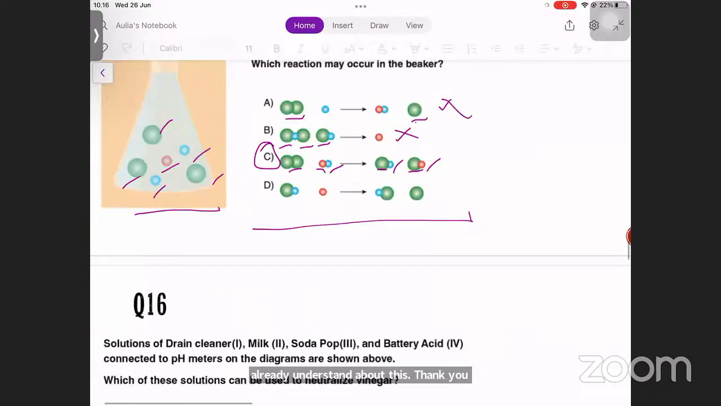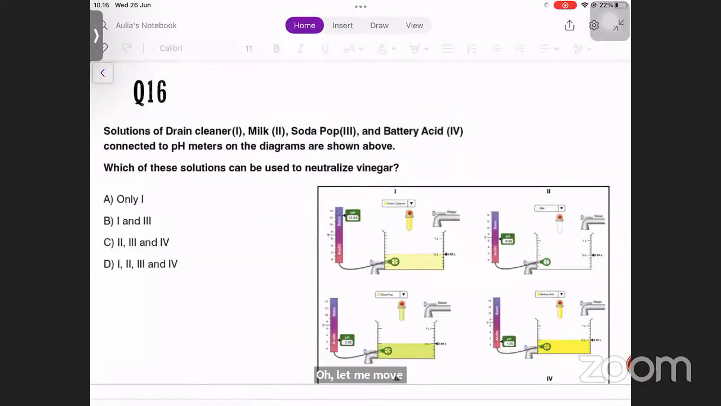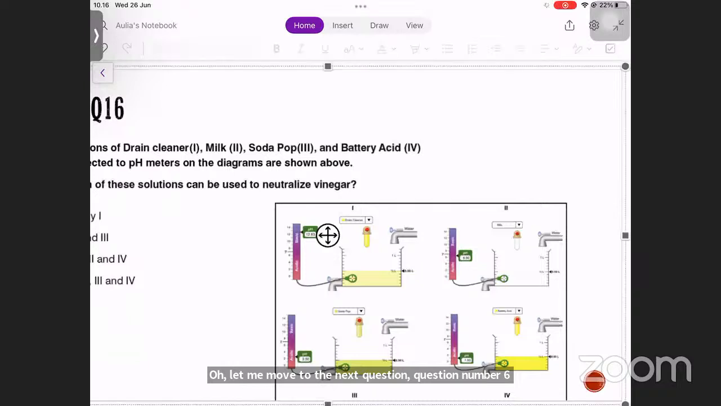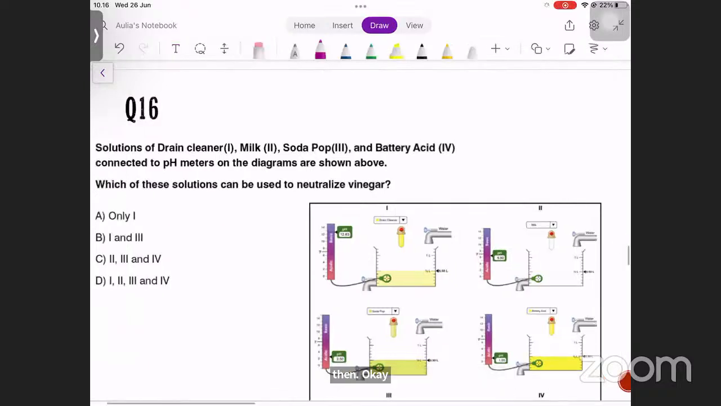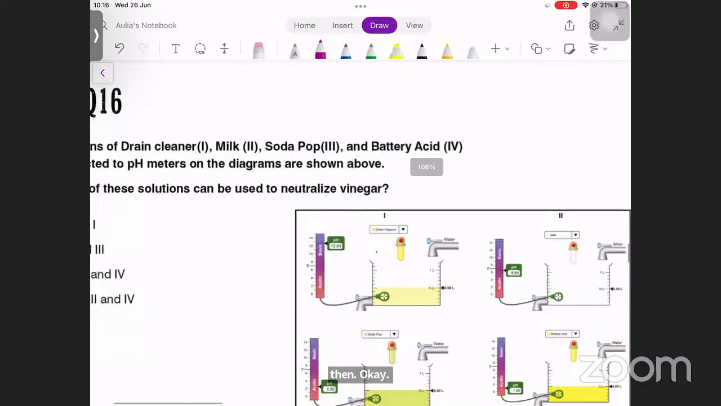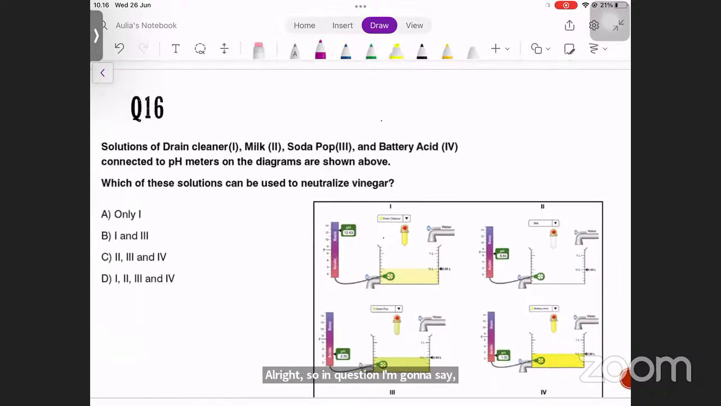So let me move to the next question. Question number 16. All right. So in question number 16, solutions of drain cleaner, milk, soda pop, and battery acid, each of them is symbolized by the number connected to pH meters on the diagrams shown above. Actually, it should be below. I replaced this due to inconvenience of space. Which of these solutions can be used to neutralize vinegar?